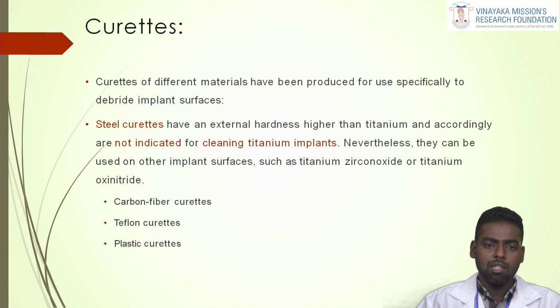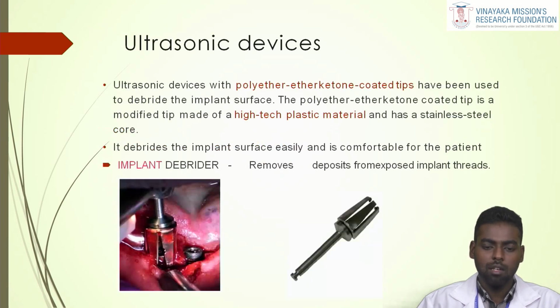Secondly, using a steel curette may damage the implant surface, because the implant is made of titanium. So properly formed curettes such as carbon fiber curettes, Teflon curettes and plastic curettes are used in these conditions. Third, ultrasonic devices with plastic tips are advised. Additionally, an implant debrider is used to remove the deposits around the implant structures. The plastic curettes must have polyether ether ketone coated tips, a high-grade plastic material with a steel core, so that the implant surface will not be damaged under any condition.